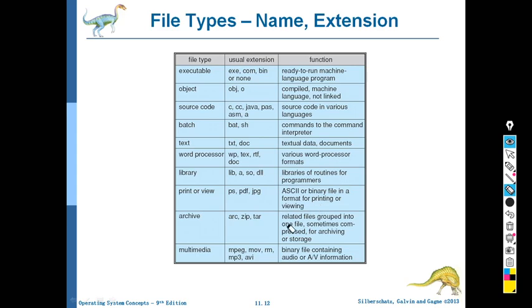Related files grouped into one file, sometimes compressed, for archiving or storage. Like that, you also have a multimedia file, a binary file containing audio or AV information.